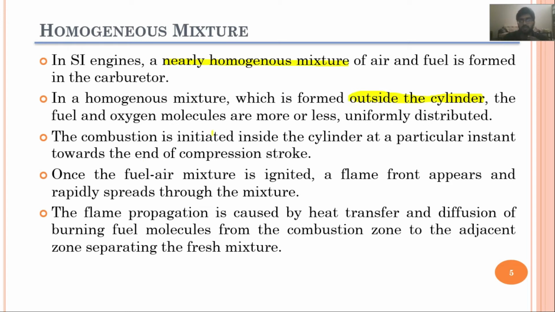So the combustion is initiated inside the cylinder at a particular instant towards the end of the compression stroke. When we have compressed the air fuel mixture and the piston has reached the top dead center, the spark plug will ignite this air fuel mixture and combustion will take place. We will discuss the details of how this combustion is initiated and propagated throughout the combustion chamber, and what the stages of combustion in SI engine are, in the later slides of this video lecture.